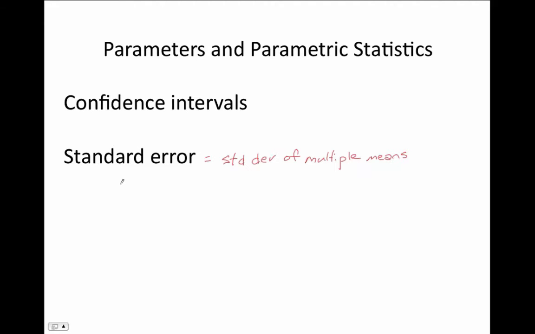So standard error is related to standard deviation and can be calculated as standard deviation divided by the square root of n. Standard error is denoted as S sub x-bar, in other words, the standard deviation of the means. So the standard deviation of the means is our standard error, and it's calculated as standard deviation divided by square root of n. And again, this is a proxy for our population standard error.